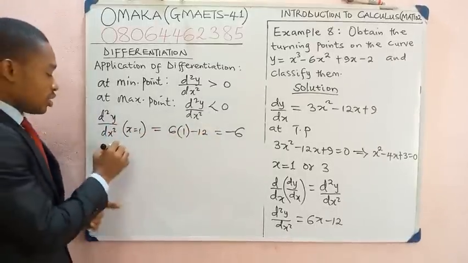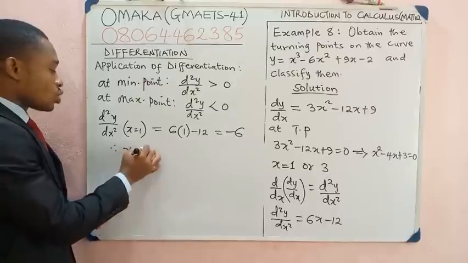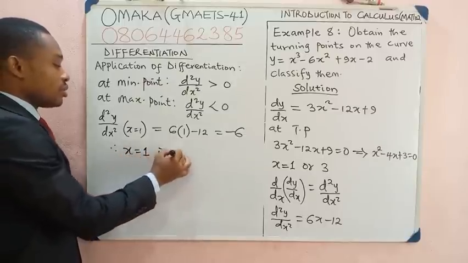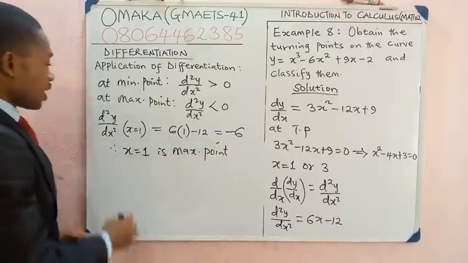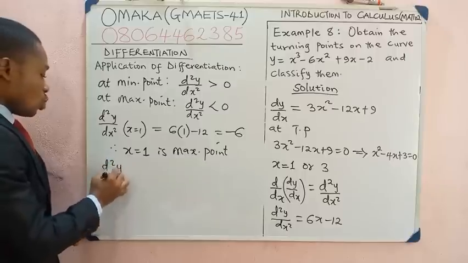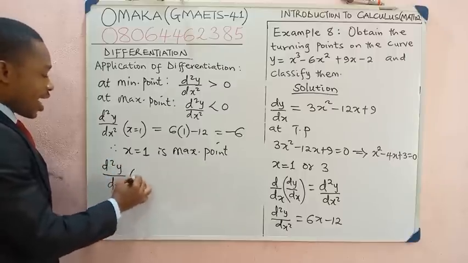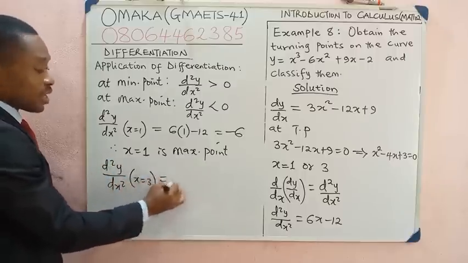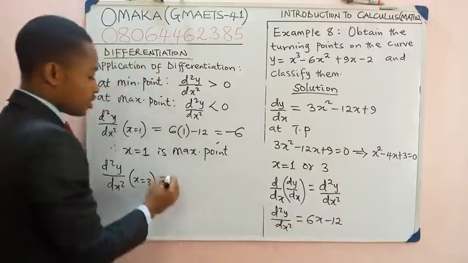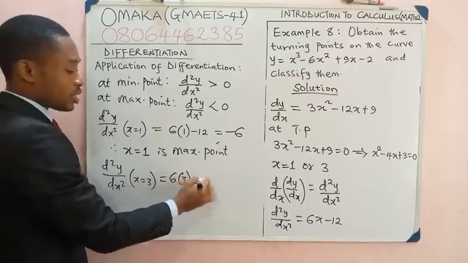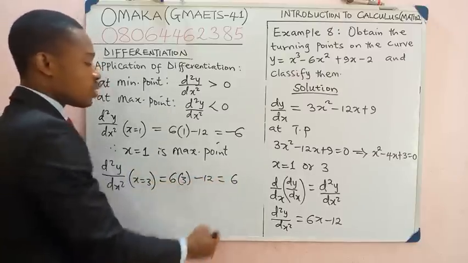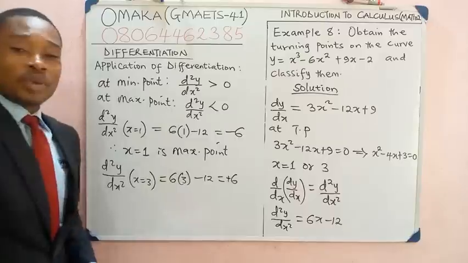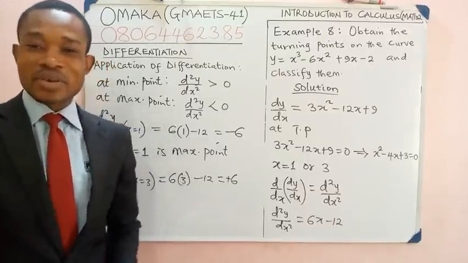A maximum point. Therefore, I will say that x equal to 1 is a maximum point. Alright. Then we proceed again and obtain the second derivative d²y/dx² at the turning point x equal to 3. We'll come back here and substitute 3 for x. If you work this out, you have 18 minus 12, which is positive 6. Positive 6 is greater than 0, is that not so?